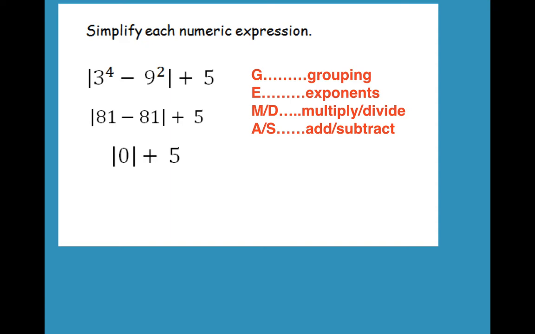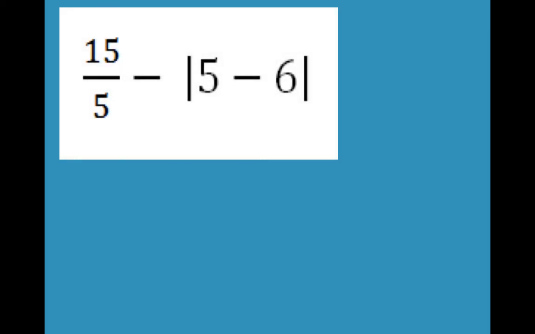And then my last step to get rid of those absolute value symbols and get rid of my grouping is going to be to take the absolute value of 0. And the absolute value of 0 is 0. And my last step to simplify will be to add. And 0 and 5 give me 5.